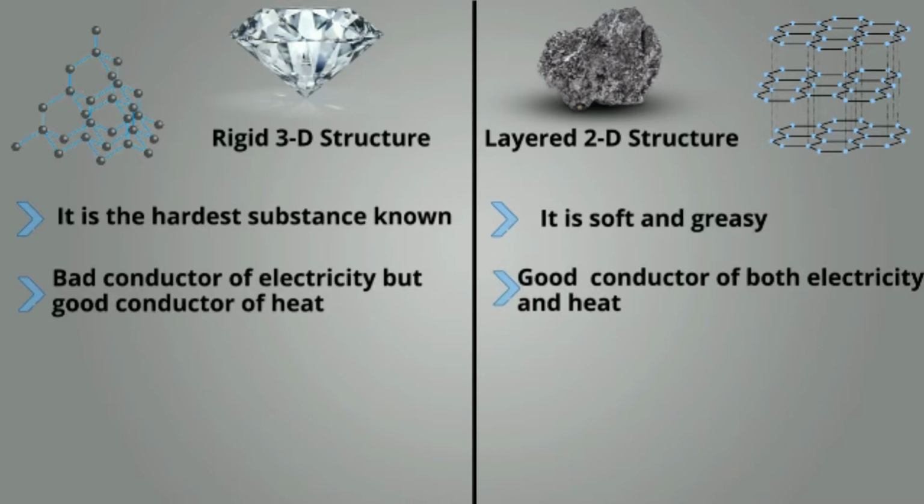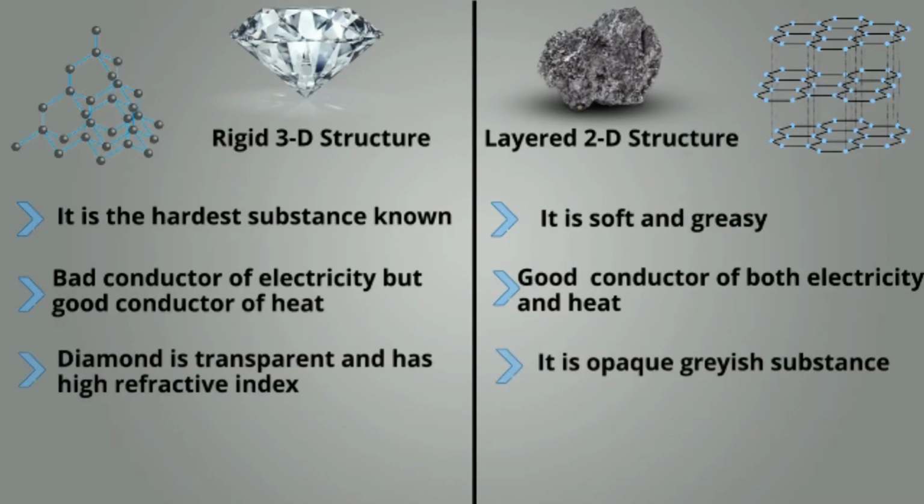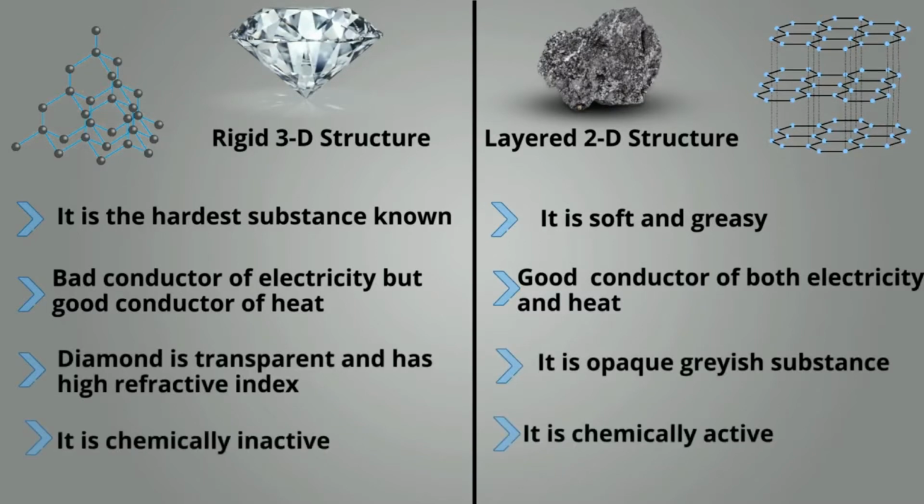Diamond is a bad conductor of electricity, but a good conductor of heat and is used in cutting tools. Whereas graphite is a good conductor of heat and electricity. It is used in making electrodes of the battery. Diamond is transparent and has the highest refractive index, so it is used in gemstones and jewelry. Graphite is an opaque grayish substance. Diamond is chemically inactive while graphite is highly reactive.